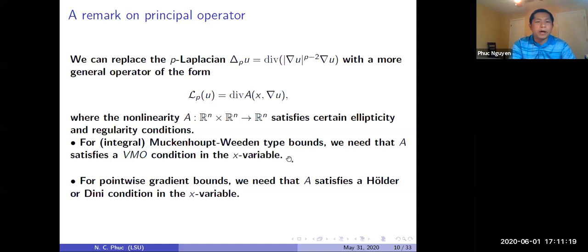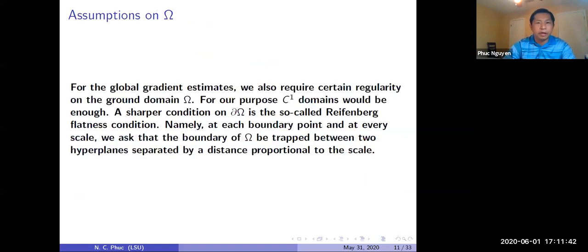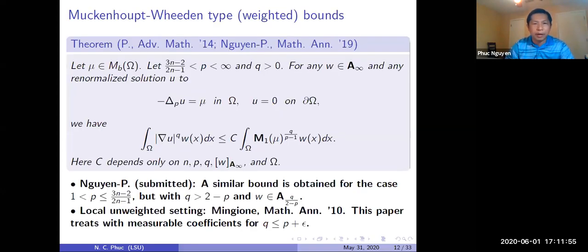But for the pointwise bound, we need more. We need at least a Hölder or a Lipschitz continuity condition in the x variable. All right. And also because we are trying to deal with global bounds, we need some assumption on the boundary as well. For us, a C^1 domain will be enough, and you can also generalize to Reifenberg flat domains, but I will not talk about it in this talk. So I will only focus on the p-Laplace operator in a C^1 domain, for simplicity.